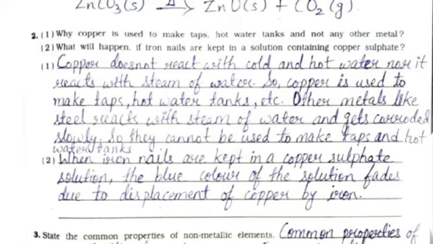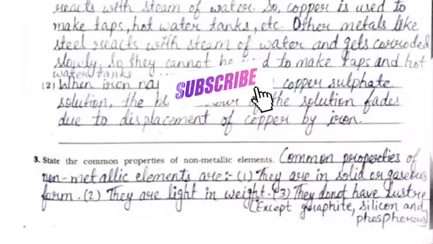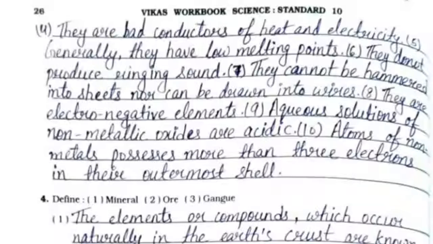Second answer is, when iron nails are kept in a copper sulfate solution, the blue color of the solution fades due to the displacement of copper by iron. Third question, state the common properties of non-metallic elements. Common properties of non-metallic elements are: first, they are solid or gaseous. Second, they are light in weight. Third, they do not have luster except graphite, silicon, and phosphorus. Fourth, they are bad conductors of heat and electricity. Fifth, generally they have low melting points.